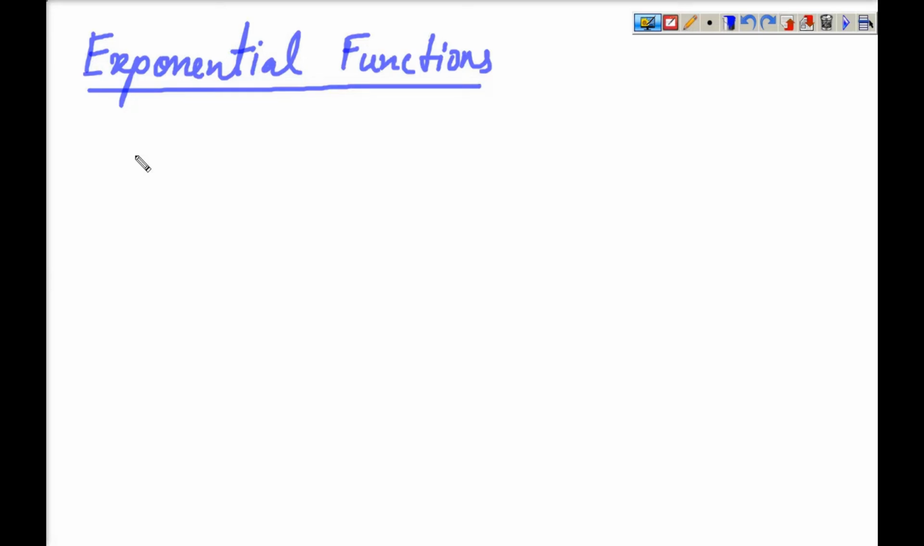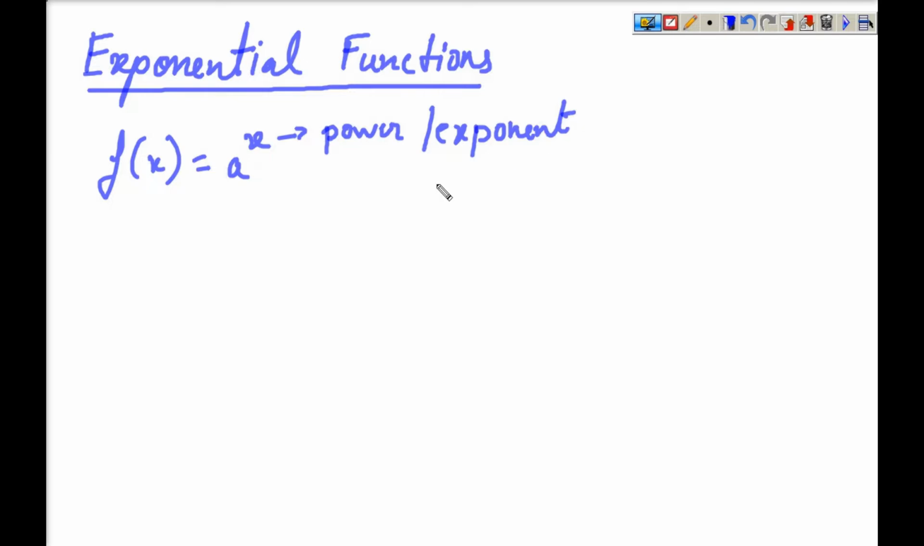So today we are going to talk about exponential functions. So what are those exponential functions? Well, they look something like this. If I have a function which looks like a raised to the power x, a being any number and x a variable, this is called an exponential function, and x here is known as the power or the exponent. And a is known as the base.